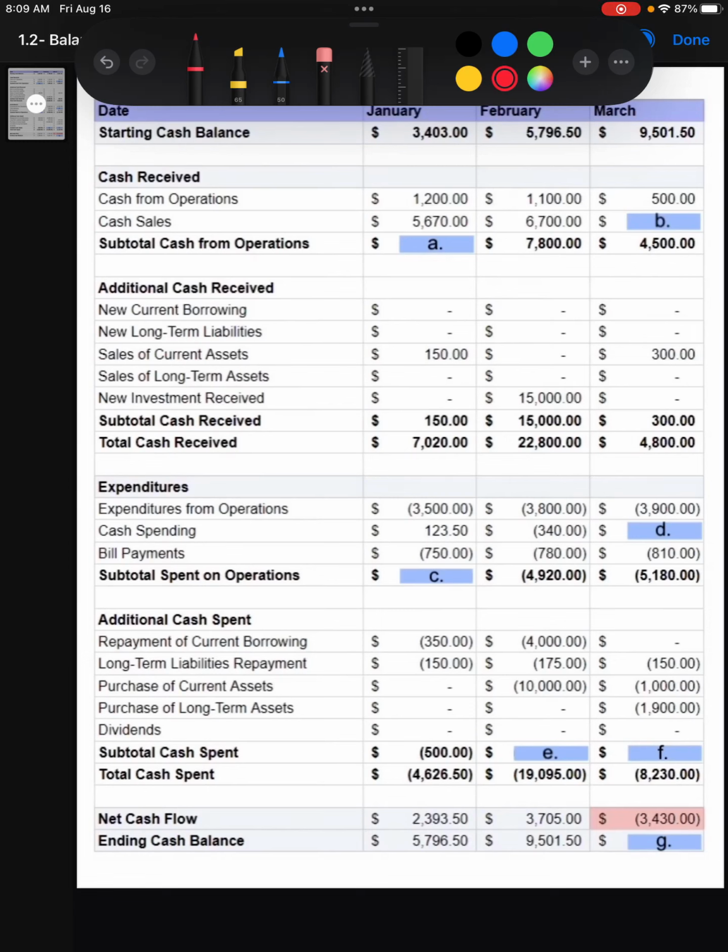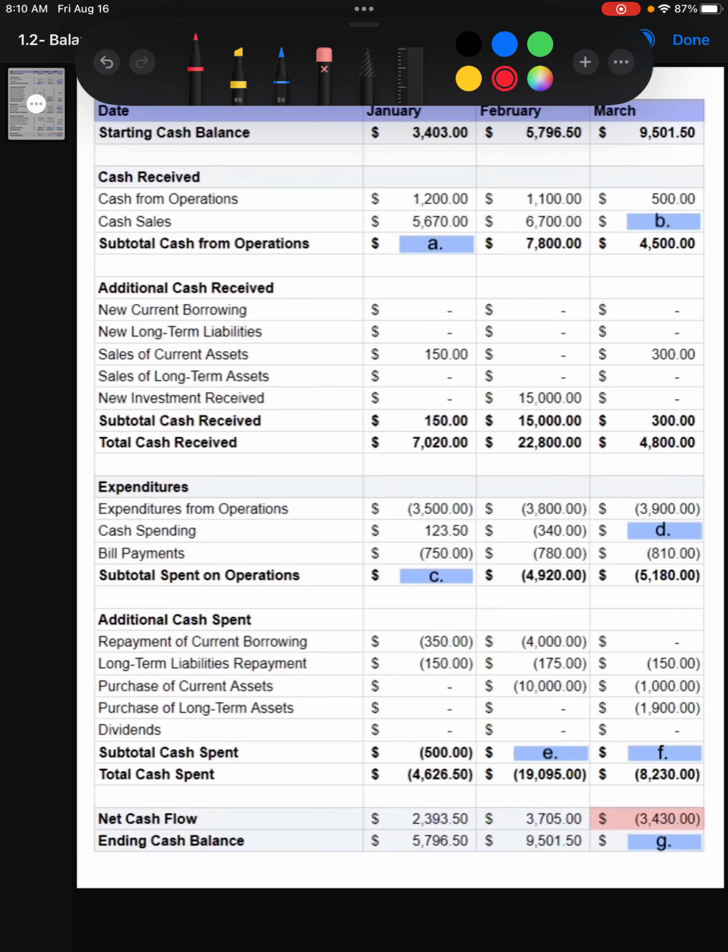Hi guys. I'm going to explain how to understand and make sense of the balance sheet you will see in your quiz. I'm going to explain what happens with the January column, and hopefully that will help you understand what happens with February and March.